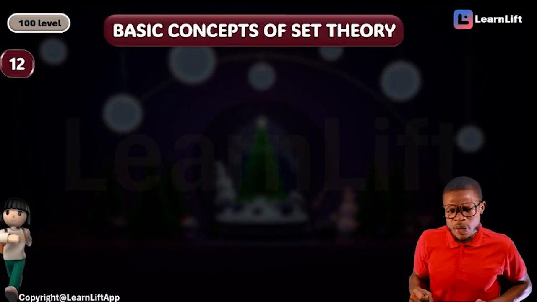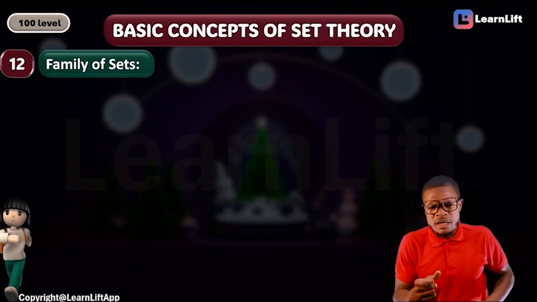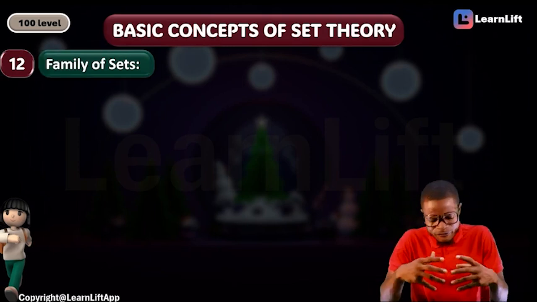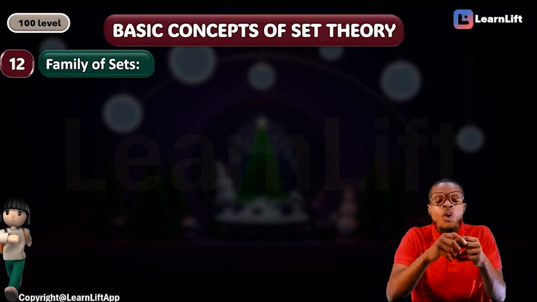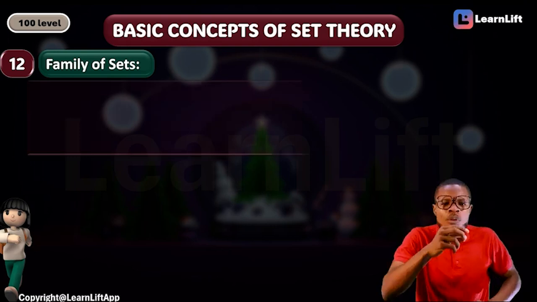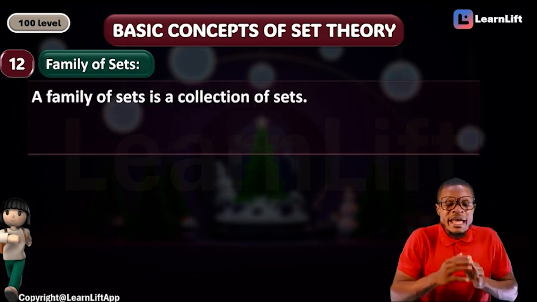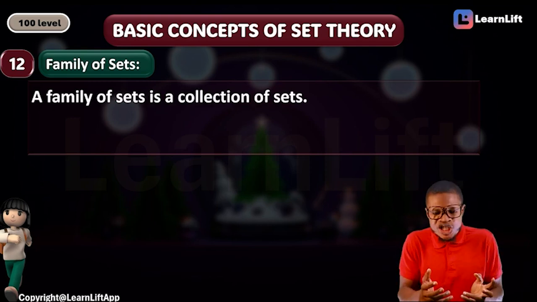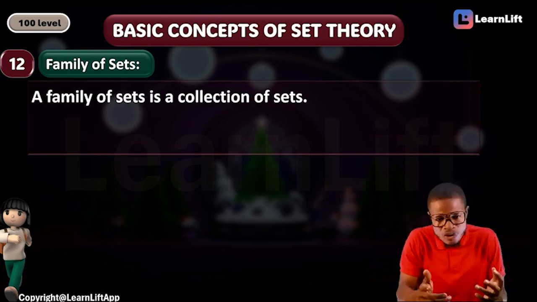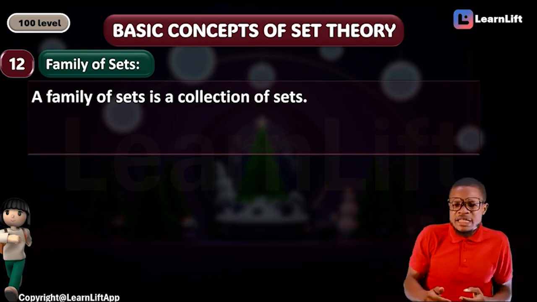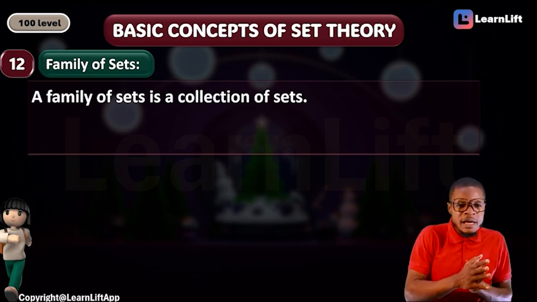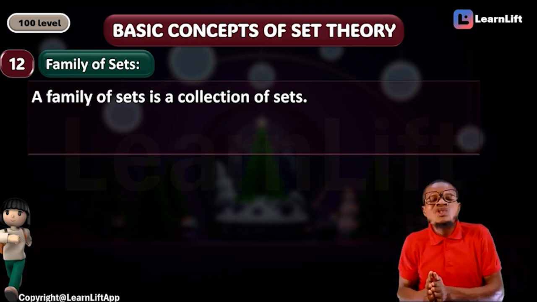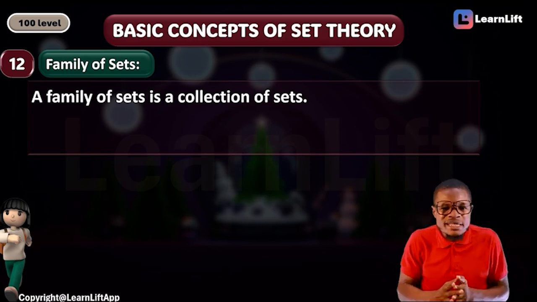Number 12, very quickly. Number 12, basic concept. What is it called? It is called family of sets. What do we mean by family of sets? When we say family of sets, it is simple. Take note. A family of sets is a collection of sets. A family of geniuses is a collection of geniuses. A family of intelligent people is a collection of intelligent people.